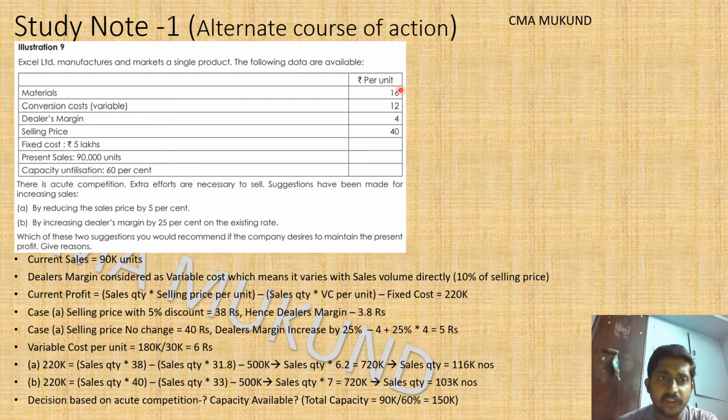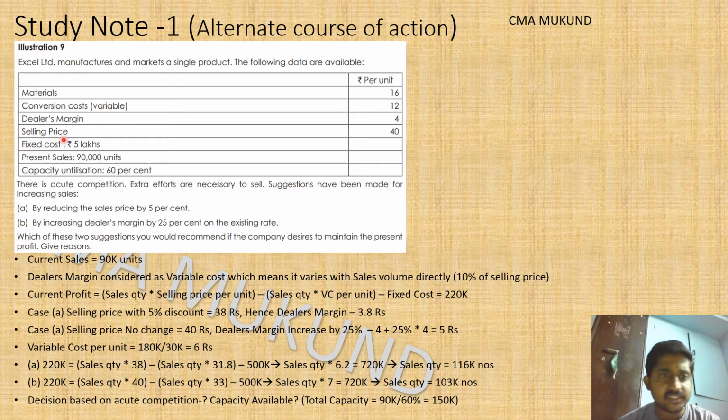And you have the variable costs also, which is 16 plus 12, and the dealer's margin, which is going to vary with the number of items sold. So it varies with the quantity. So we have to take it as a variable. Though it is not given as a variable, we should not consider it as fixed. It should be part of the variable.